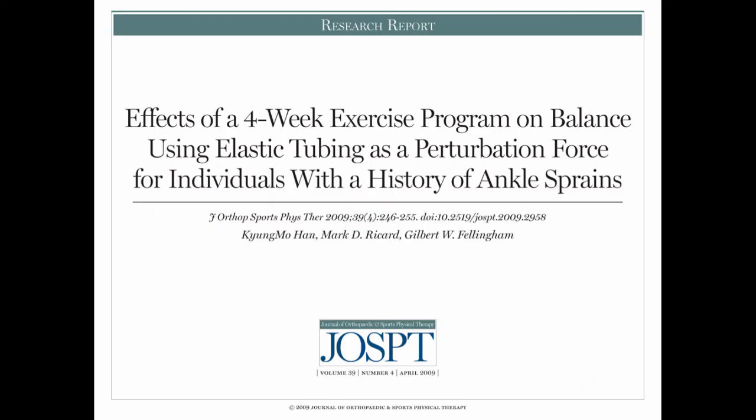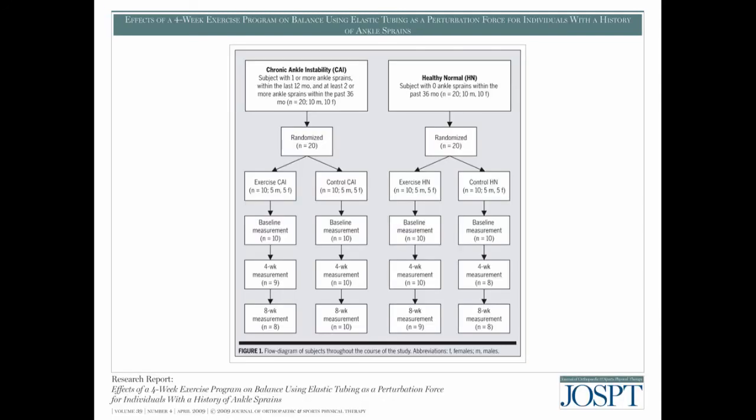So this was a study that was done in 2009 looking at a 4-week exercise program with tubing on individuals with a history of ankle sprains. And here they actually grouped their subjects into one of 4 categories. So first they were randomized: either patients who had chronic ankle instability, and you can see what that was defined as. They had 1 or more ankle sprains within the past year and at least 2 or more sprains within the past 3 years. And then you had your healthy normals who did not have ankle sprains in the past 3 years. So out of those 20 in each group, they were then subgrouped. Those with CAI, half of them were put in the exercise group and half of them were put in control. Same thing with your healthy normals.